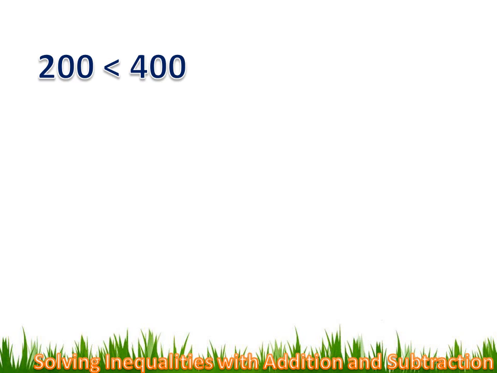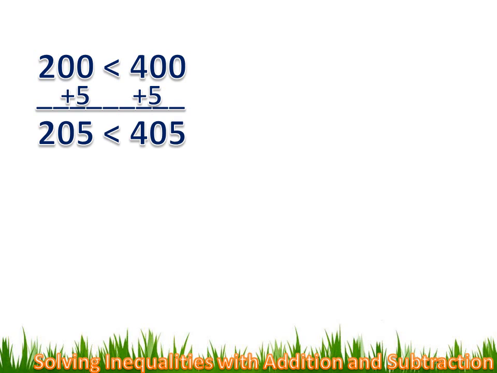Let's look at an example. Well, you know that 200 is less than 400. Well, what if I added 5 to both sides of this inequality, and I changed it to 205 is less than 405? Is that true? Is 205 less than 405? Absolutely. So what we've shown is that I can add a number to both sides of an inequality and not change the inequality. I could also subtract a number from both sides of the inequality, and as long as it was the same number I subtracted, the inequality would still be true.